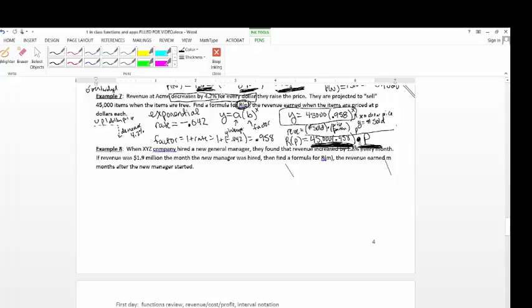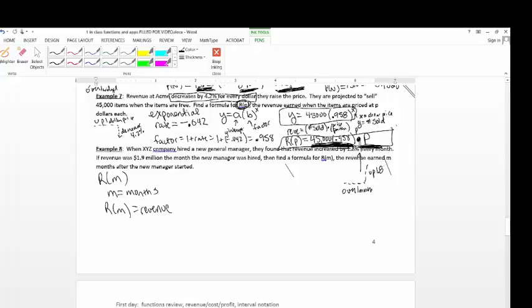total revenue. When XYZ Company hired a new general manager, they found that the revenue increased by 1.8% every month. So it says R of M, we're going to plug in M, months after they start. R of M will give us revenue. And they said they found revenue increases 1.8% every month. So you go over a month and you increase 1.8% in revenue.